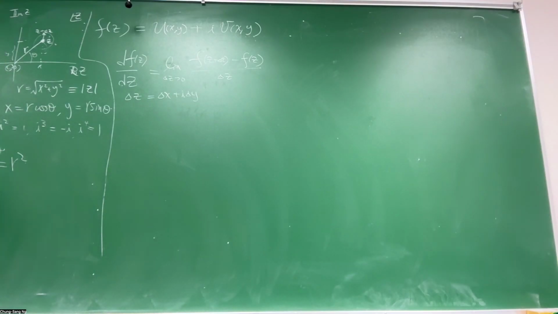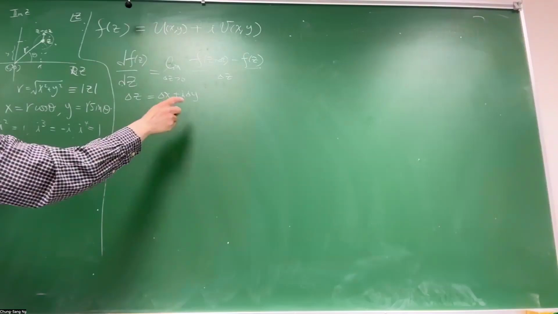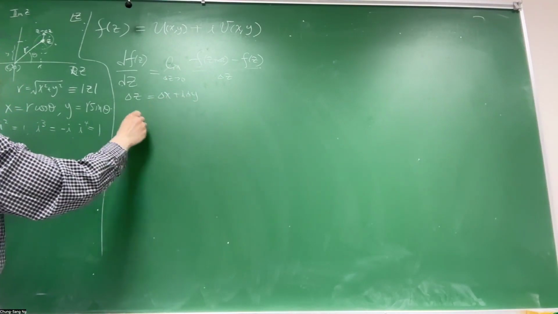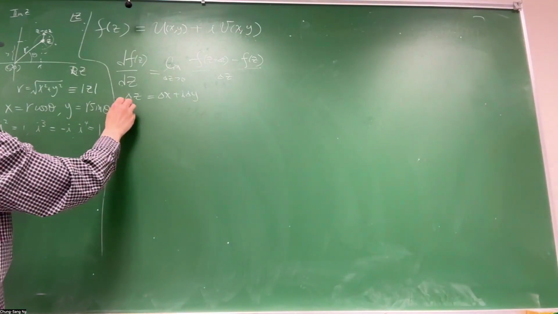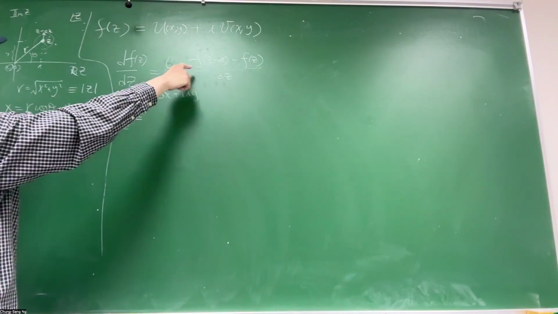That's okay. So we'll try to derive this Cauchy-Riemann condition this way. First, if you choose delta y to zero, then df/dz, just like what we had here.